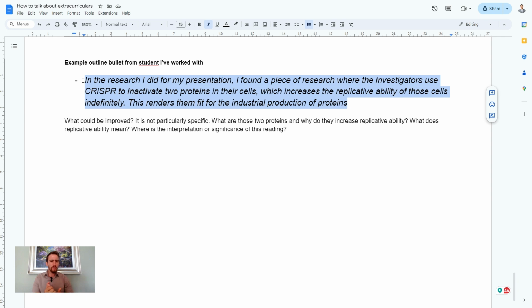So, what could be improved here? It's not that specific. Okay, so which two proteins? What type of cells? Okay, and what is the connection between the genetic modification and these cells now being able to divide indefinitely? And in the session that I had with the student to improve their outline, what we did was essentially work together to try and extract more information.